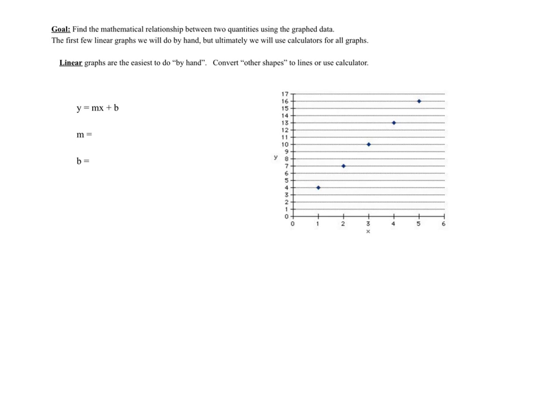The most generic statement for a line is this: y equals mx plus b. You probably remember that from freshman year or whenever you had Algebra 1. As you could recall, m stands for slope, and b is the y-intercept. So those two quantities we'll be trying to figure out numerically.